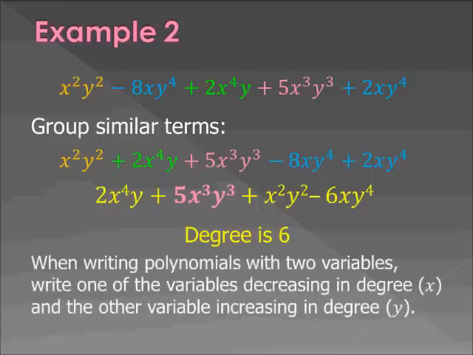When writing polynomials with two variables, write one of the variables decreasing in degree and the other variable increasing in degree. That is merely for style, and you're going to want to get used to this because this is how it's going to be written.